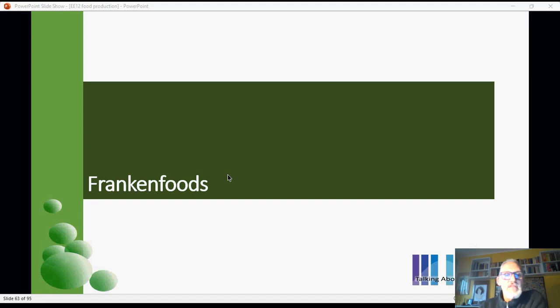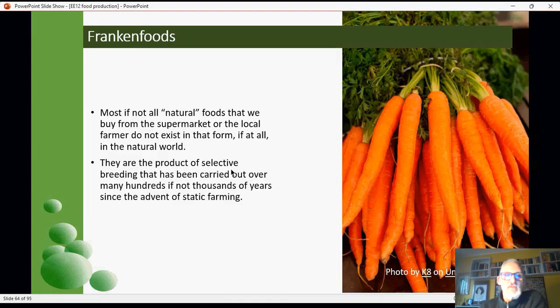So let's have a look, see what sort of stuff we've got here. I don't think we'd usually associate carrots with being Frankenfoods, because I think carrots are fairly innocuous things. They're bright orange and reasonably tasty, reasonably sweet and what have you.